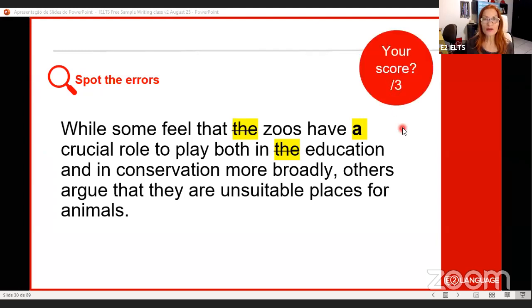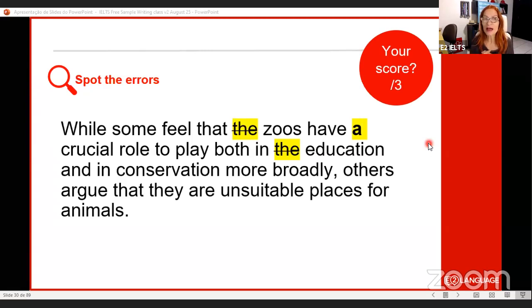Moving on, out of 3, how many scores did you get? Can't we use the crucial role? Depending on the sentence, yes. So once again, it's a lot about context. If I were to say, the crucial role in this event, that would be something specific. So I'm pointing out that it's a crucial role in a specific context. Always consider this. The is to make something unique, something specific. It's not with a general.